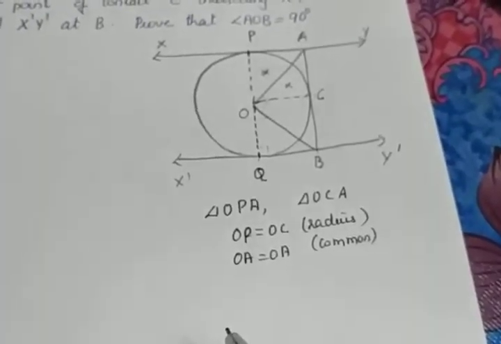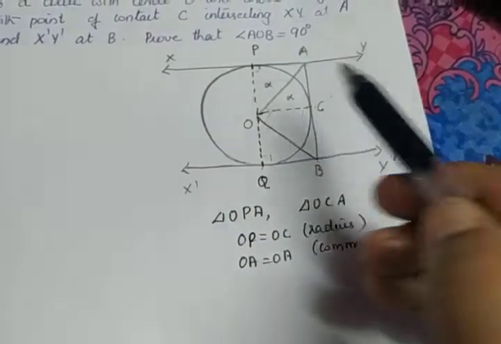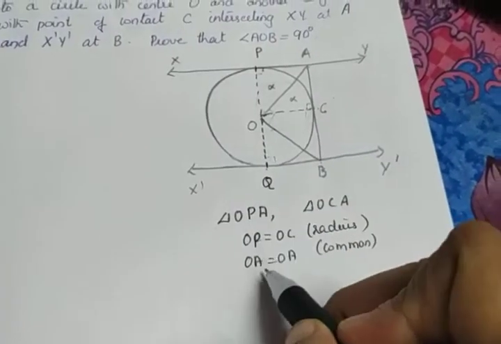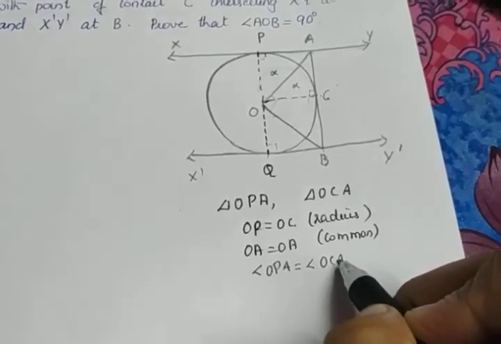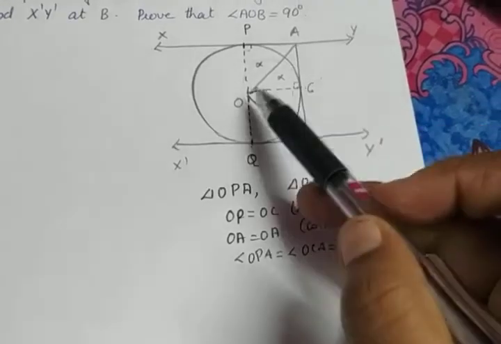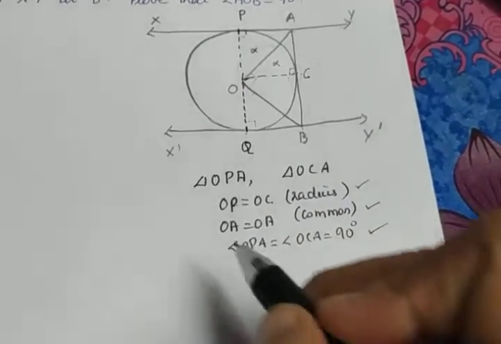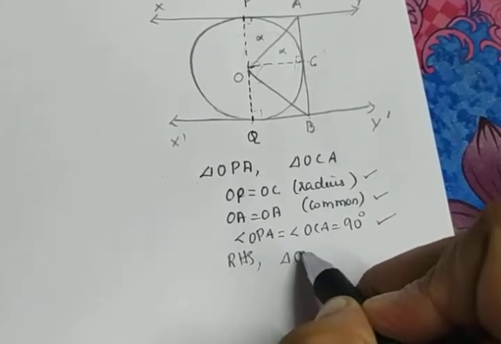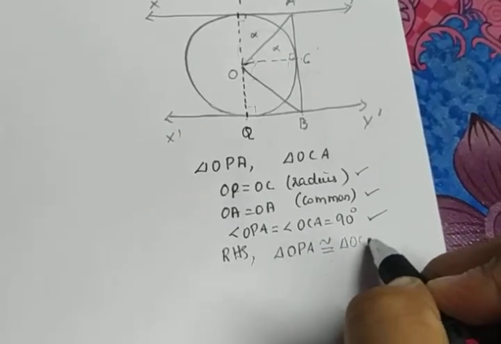Now, again this angle is 90 degrees because the radius is perpendicular to the tangent at the point of contact. This is again 90 degrees. So angle OPA equals angle OCA equals 90 degrees. So one angle is 90 degrees, the hypotenuse OA is equal, and other than the hypotenuse, one more side is equal. Therefore, by the RHS congruence criterion, we come to the conclusion that triangle OPA is congruent to triangle OCA.